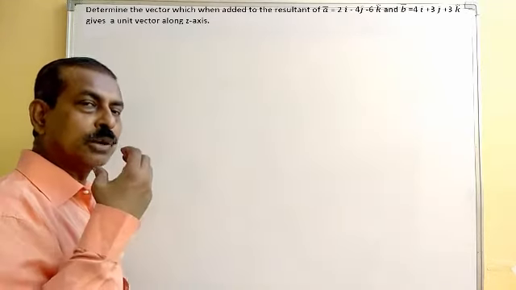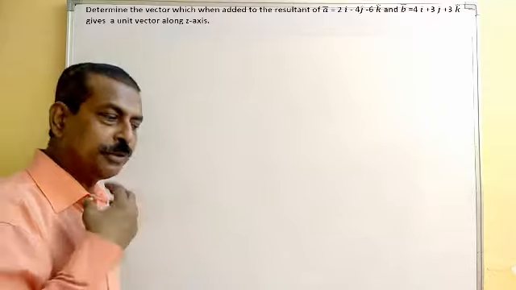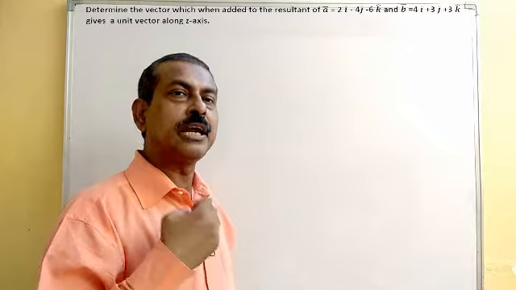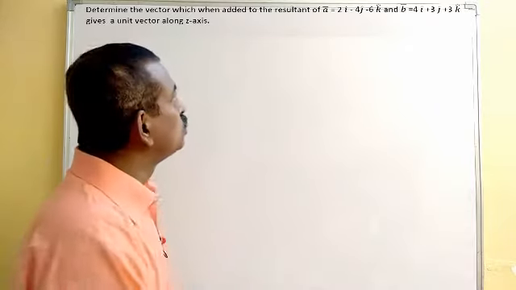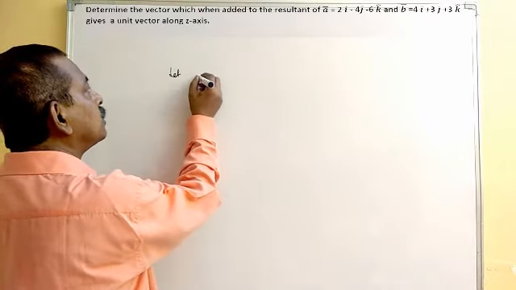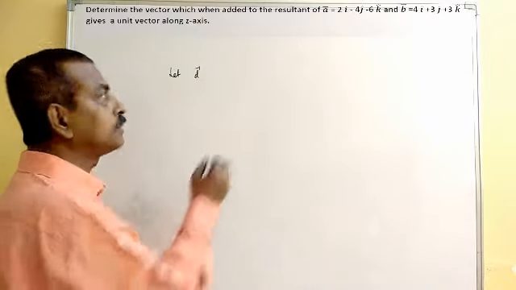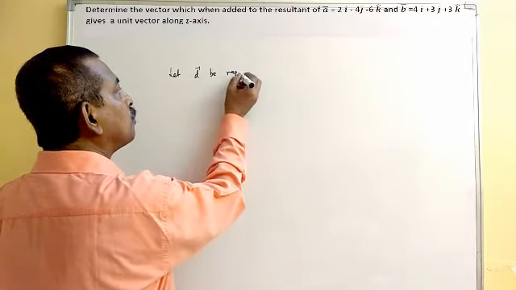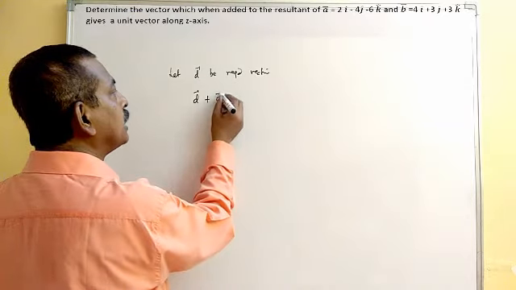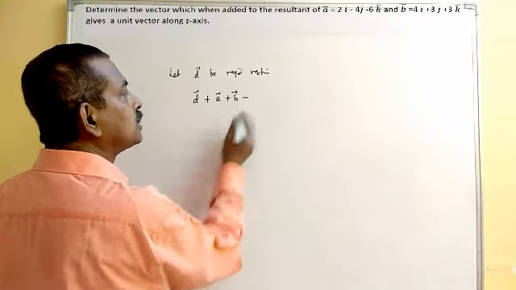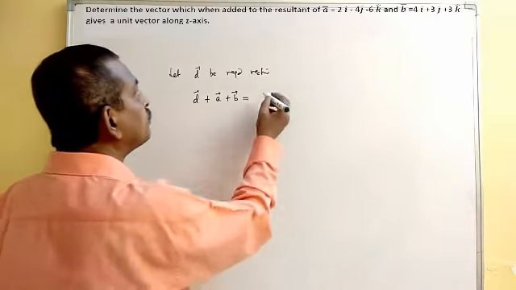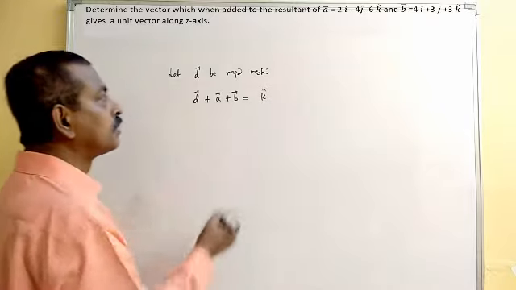So it is given that you have to find a vector which, when it is added to the resultant of vector A and vector B, gives a unit vector along z-axis. So here, let D be the required vector. So it is D plus vector A plus vector B. This is the resultant which is given as the unit vector along z-axis. So it is k cap.